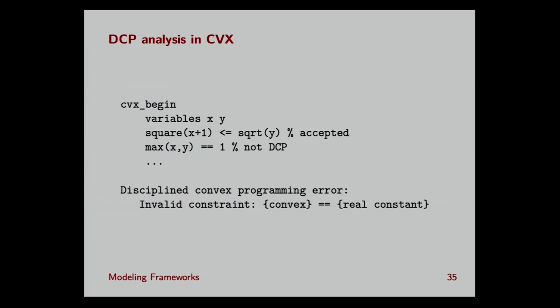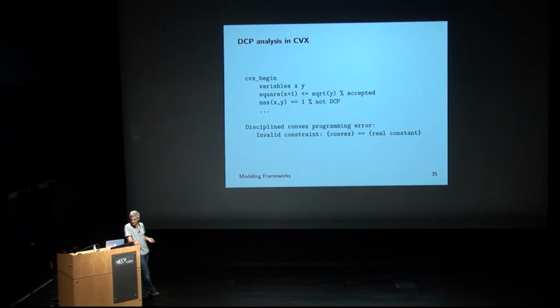Okay. In CVX, the way it works is the DCP analysis is being done as it's being processed line by line. And so you declare some variables, and then you have a constraint. It correctly recognizes that as convex. It correctly recognizes that as concave. And then it says convex less than concave. That's cool. So it accepts it.